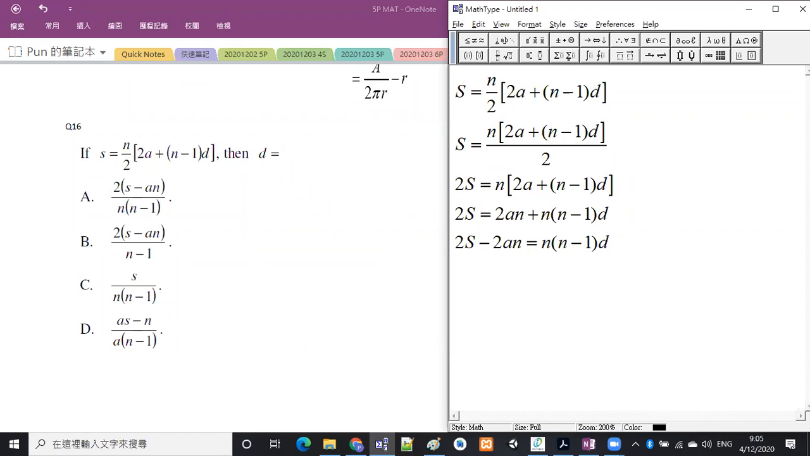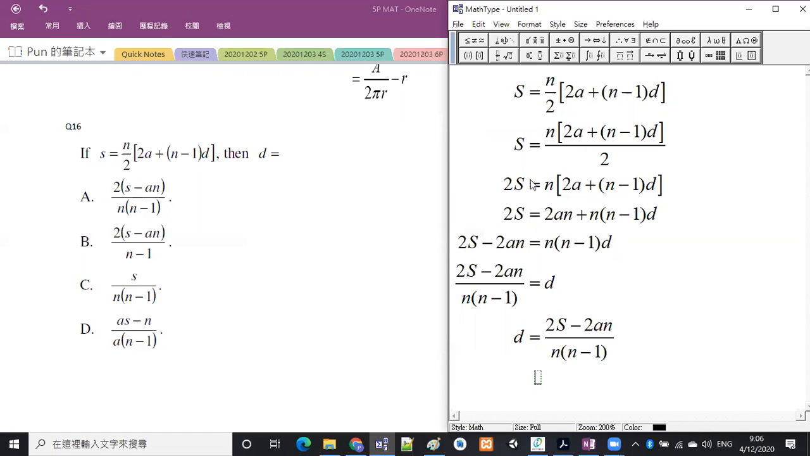It's okay? And then we just divide the n times n minus 1 to the left-hand side. It's 2s minus 2an over n times n minus 1 is equal to d. Okay? So d is alone on one side and the other side has no more d terms. So d is the subject at this step. And I write one more step that to put the subject on the left.